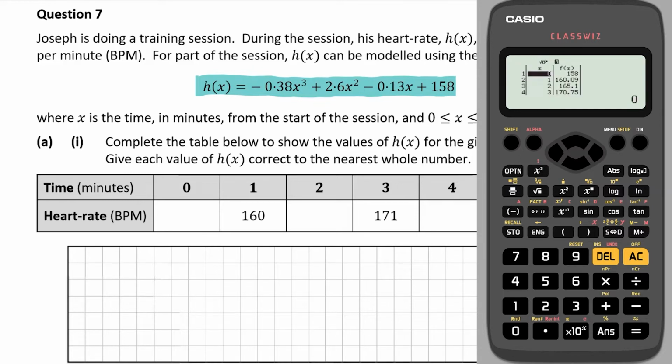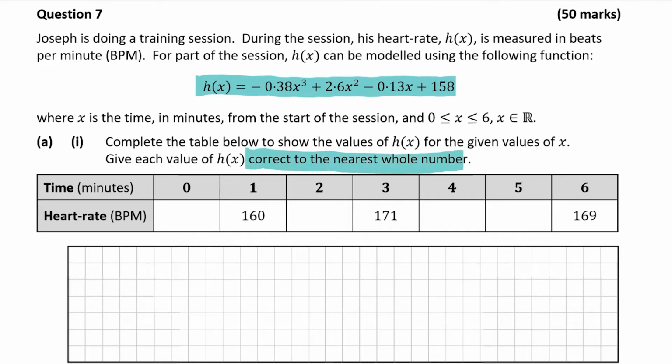So 0 is 158, 1 is 160.09. Now it does give us a few decimal answers, but if you read in the question, it clearly says, give each value of h of x correct to the nearest whole number. And a whole number is a number that hasn't got a decimal in it, so you have to round it up or round it down, and that's what you're going to write into the table.